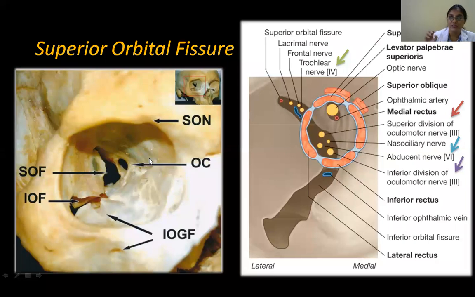And now it's time to exit. So there are fissures. This is the orbit, the location of the eyeball and the muscles which move the eyeball. So they have to enter here. There is a superior orbital fissure, there's an inferior orbital fissure, and this is the optic canal through which your optic nerve goes into the cranial cavity. This superior orbital fissure has an enlarged part here.